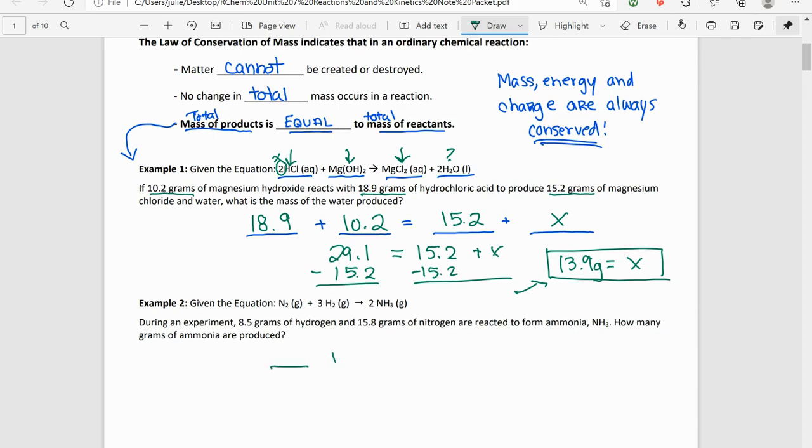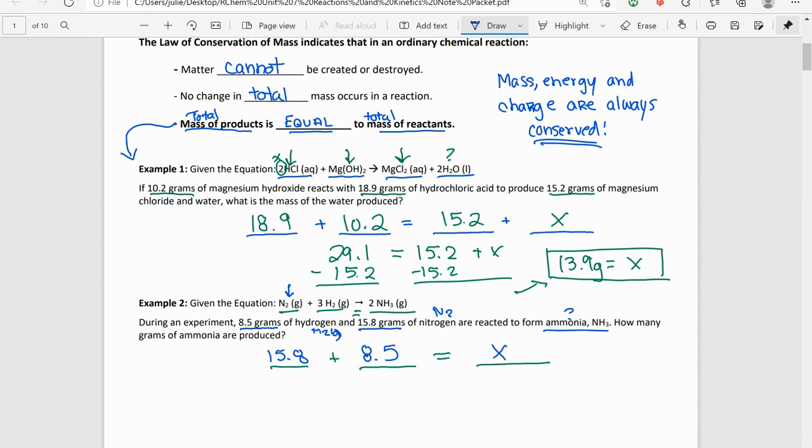So I can see in this equation, I have two reactants and they're going to be equal to the total mass of my product. So again, I have two reactants. Their total mass has to be equal to the mass of my product. Okay, I'm going to now go through the question. During an experiment, 8.5 grams of hydrogen, and hydrogen is going to be your hydrogen gas right here. So I'm going to fill in 8.5. I then have 15.8 grams of nitrogen, which is my diatomic nitrogen gas. That's going to be this one right here. So I'm going to fill in that 15.8. And then it wants to know, well, how much ammonia is being produced. So I'm going to fill in X there.